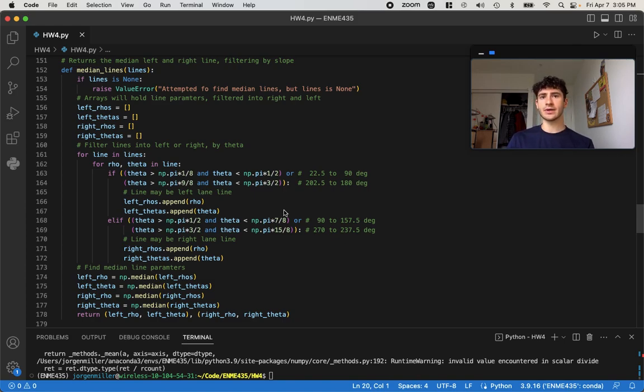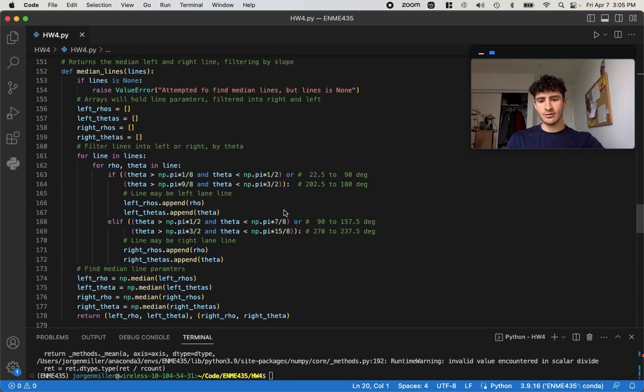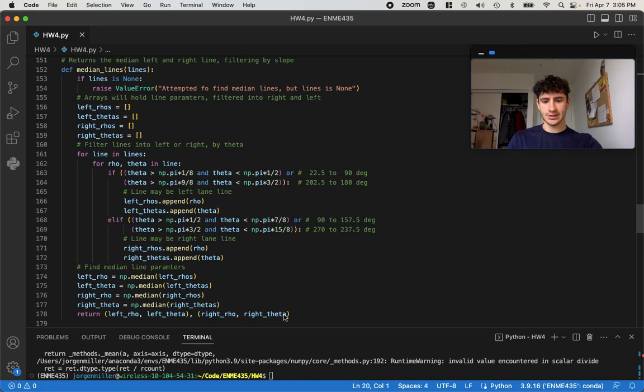Then I take the median of the theta and the rho for right and left lines. This finds the average left and right lane lines, or median left and right lane lines. I considered splitting the frame into left and right sides and then applying line detection, but I realized that this could have problems when changing lanes or in sharp turns, where just looking at one half of the image might not give you the information you need, and the line might span both halves of the image.